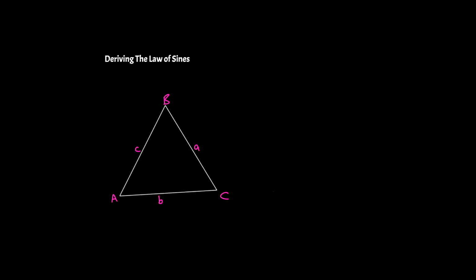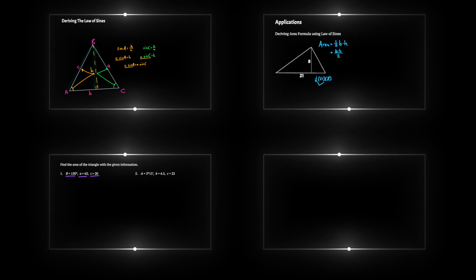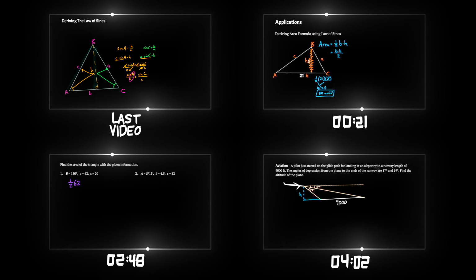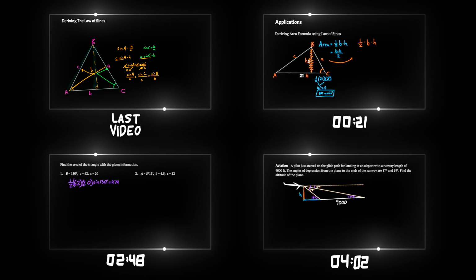In the last video, we derived the law of sines, and then we used it to solve triangles. So in other words, finding all the sides and all the angles of a triangle. And the big idea is that we can now work with non-right triangles. In this lesson, we're going to take a look at a few applications of the law of sines.